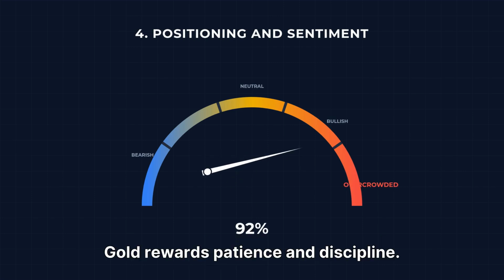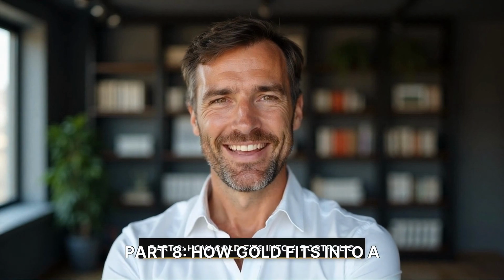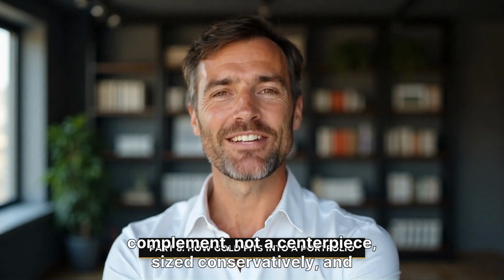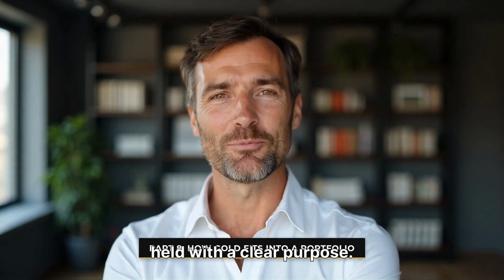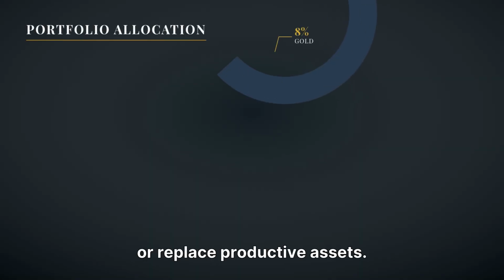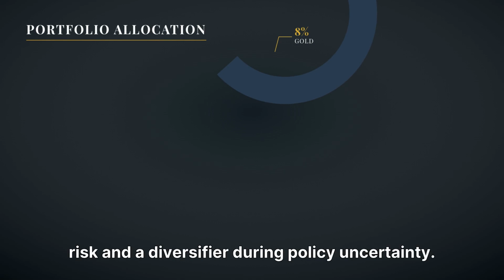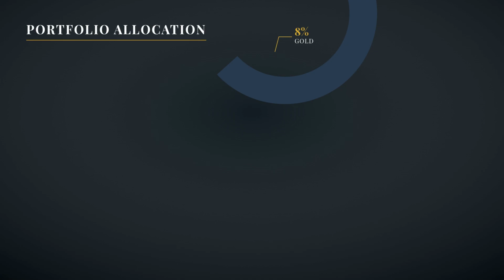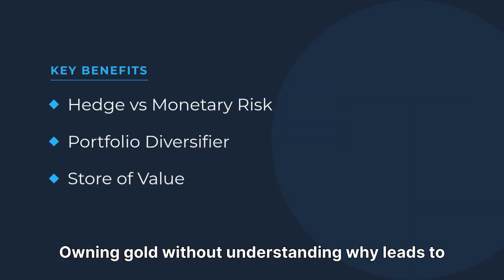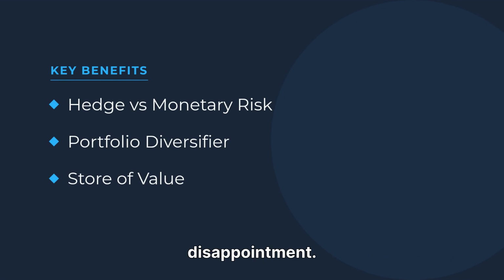Gold rewards patience and discipline. Part 8. How gold fits into a portfolio. Gold works best when it is a complement, not a centerpiece, sized conservatively, and held with a clear purpose. Gold is not meant to maximize returns or replace productive assets. It acts as a hedge against monetary risk and a diversifier during policy uncertainty. It is a store of value when real returns are suppressed. Owning gold without understanding why leads to disappointment.